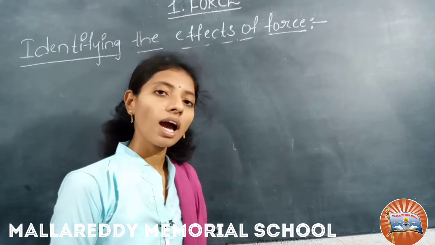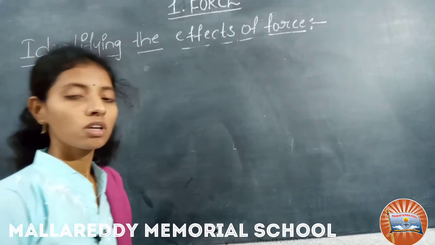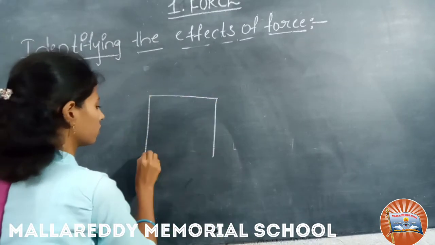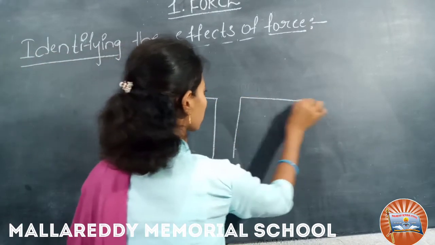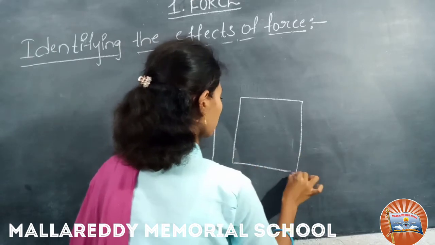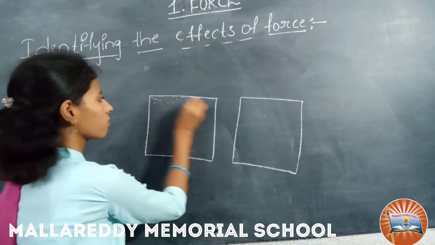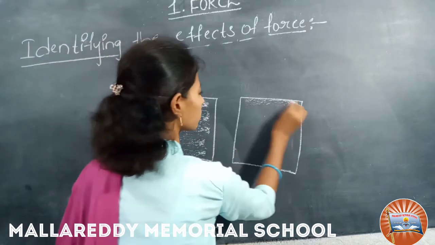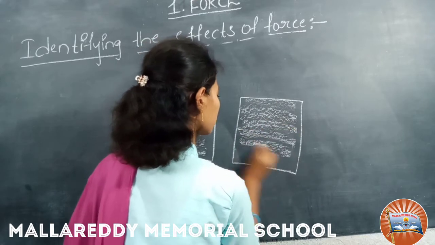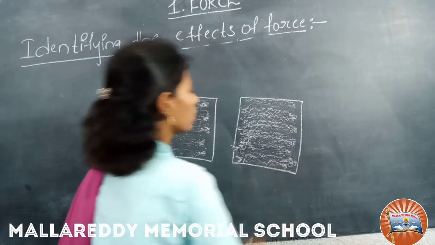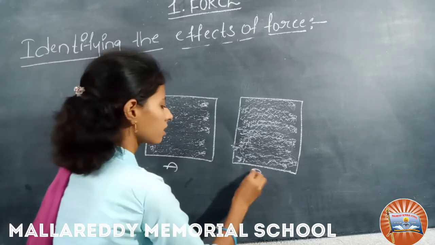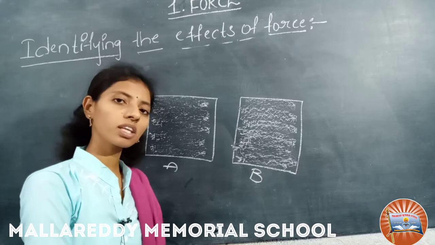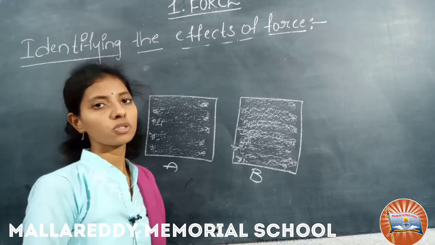See the next one, identifying the effects of force. For this we need to take two trays. In both the trays we have to take fine sand. Now assume this is tray A and this is B. Now we have to take two bricks which have equal mass and similar shape.